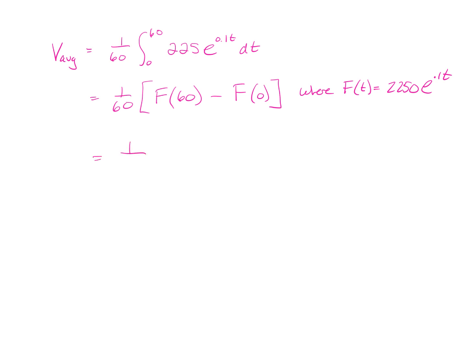So this is 1 over 60 times F of 60, which is going to be 2250 e to the 6, minus F of 0, which is just 2250. And I'll just put this in a calculator. I get about $15,091.